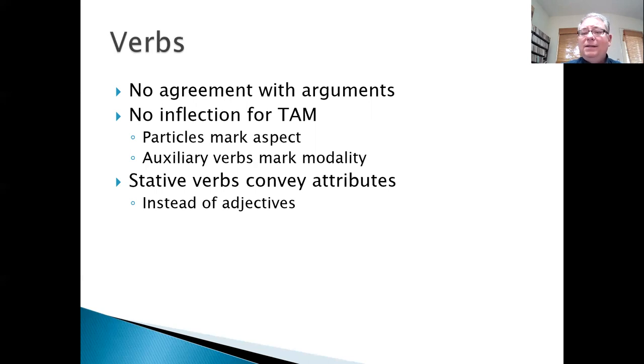Because again, Khatso is this morphologically isolating type of language, verbs do not change. They do not agree with any of the arguments. They do not inflect for tense, aspect, or modality. In fact, the language does not mark tense at all. There are separate particles that mark aspect, and auxiliary verbs will mark modality. And like the other Ngui languages and like all the Chinese languages, there is not a separate category of adjectives in Khatso. Instead, stative verbs do that work of conveying attributes or descriptors.